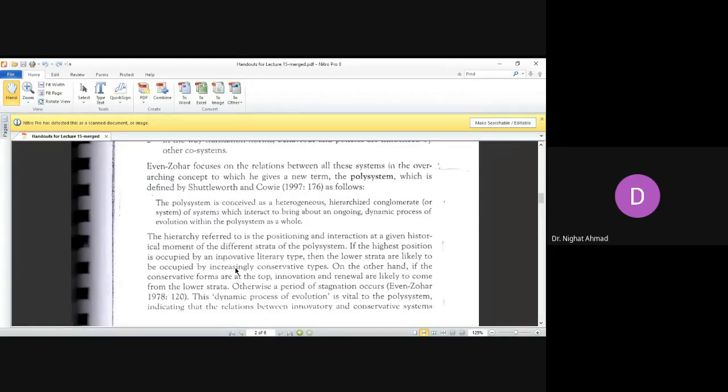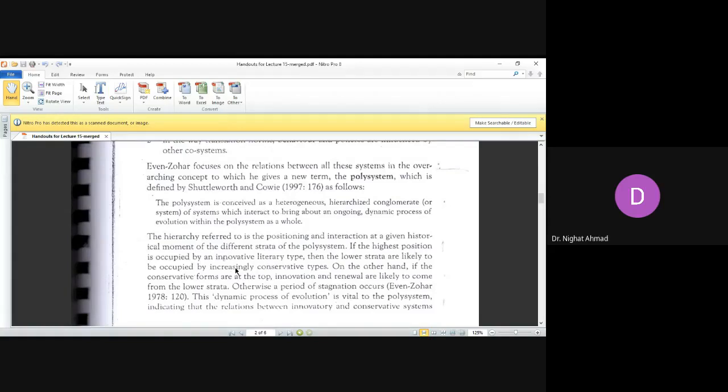So it's heterogeneous, and on top of it, it is hierarchized. What does that mean? That within this system you see something of different stature. Some we place higher in the hierarchy, some we place lower down the ladder. So it was a combination of different systems, and within that system some are higher in hierarchy, some of them low, or a system which interacts to bring about an ongoing dynamic process of evolution within the polysystem as a whole.